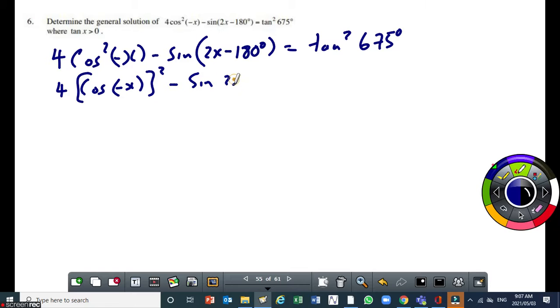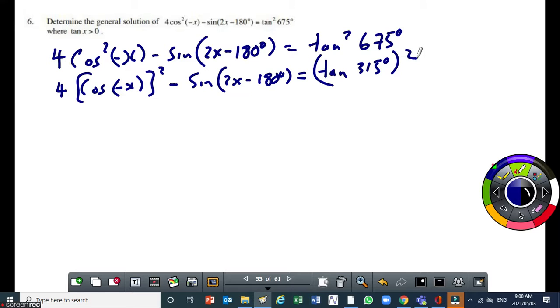Minus sine 2x minus 180 degrees is equal to, now 675, we can subtract 360 from it. If you subtract 360, you get 315. So I can write this as tan 315 degrees all squared. Because 675 is more than 360, I want to reduce it to an angle between 0 and 360 degrees. So I subtracted 360 from 675 to get 315. I still need to further use my knowledge of reduction formula.